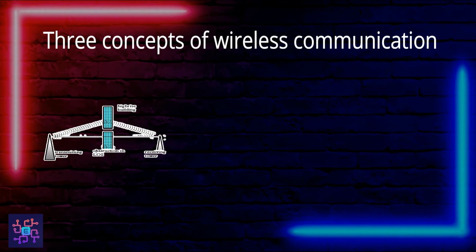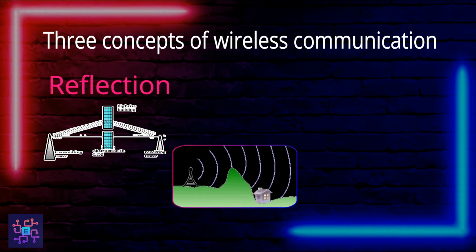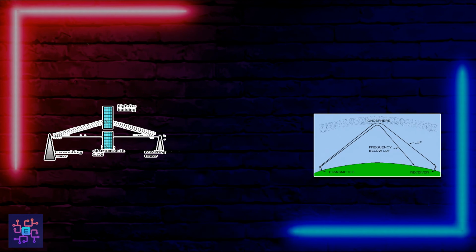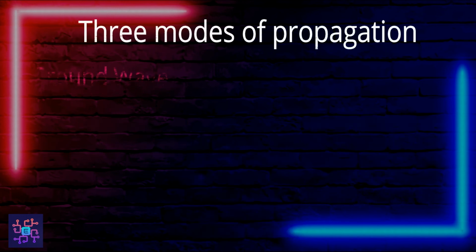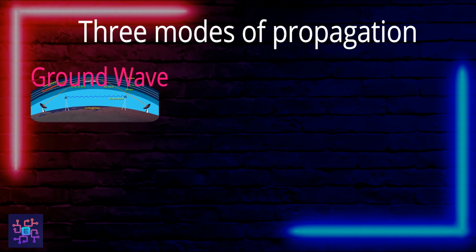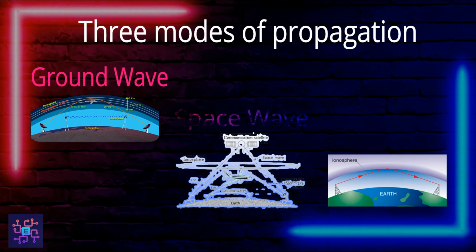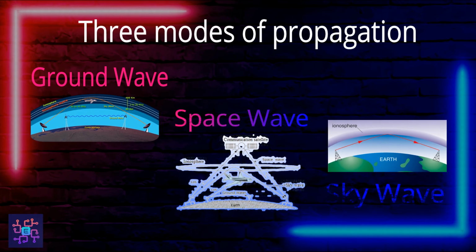So today we covered the basic three concepts, which were reflection, refraction and diffraction. And based on those three concepts we discussed three ways to propagate: ground wave, space wave and sky wave.